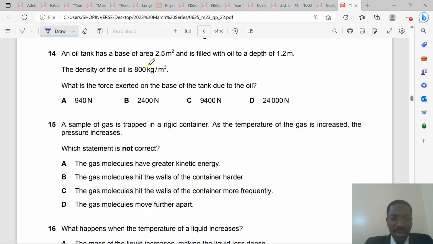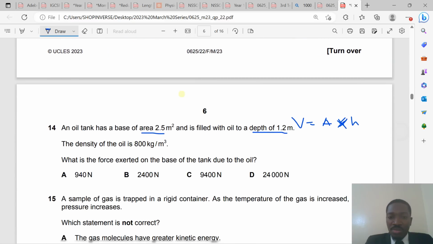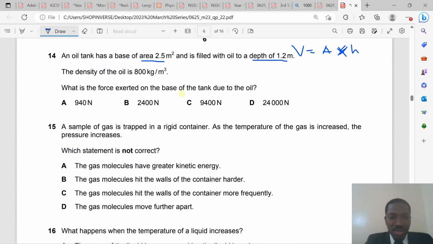What if we decide to find the volume and then we get the mass? Then we multiply mass by gravity. Yes, that's going to work. An oil tank has a base. We have the base area and we have the depth. How do you get volume? Volume is cross-sectional area multiplied by height. If you were to calculate the volume of this cuboid here, we multiply this base area by this height of 9 cm. That will give us the volume of this cuboid. So in this case, we multiply area by height, we get the volume.